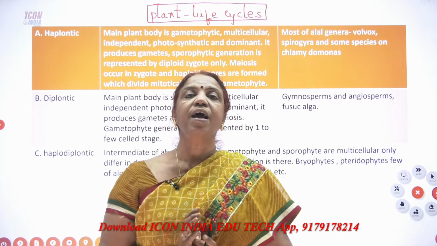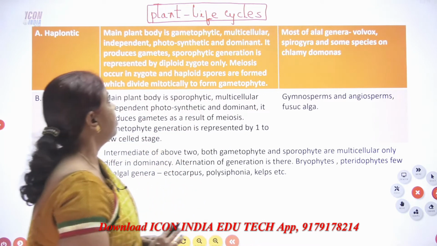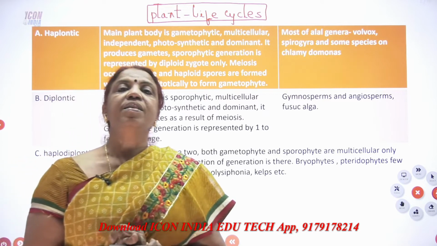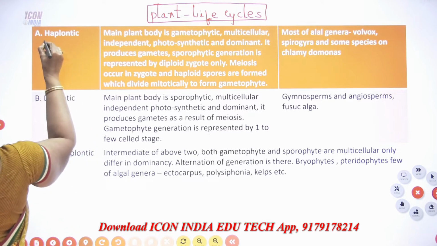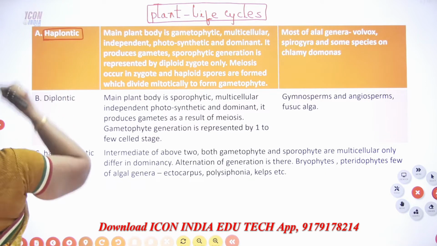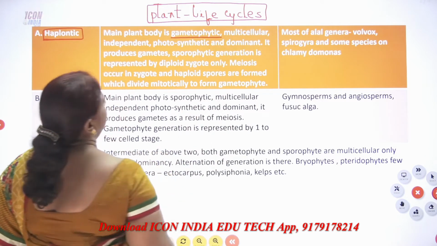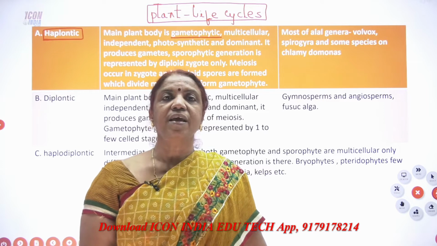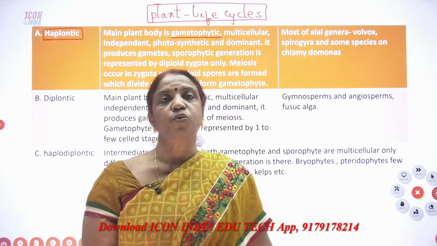And see what the Diplontic stage is. In the case of the Diplontic stage, look here, that is the main dominant stage. Diplontic means the dominant phase is the gametophyte. So the life cycle is Diplontic, the main plant body is the gametophyte. The gametophyte is the main plant body. It is multicellular, independent and dominant, and it is photosynthetic and autotrophic.